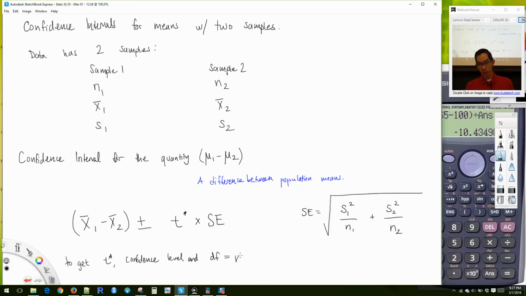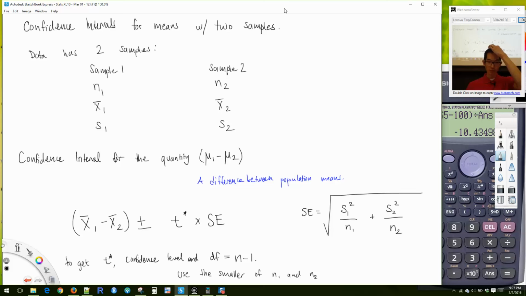Our degrees of freedom is going to be n minus 1. However, we have two n's. We have an n1 and we have an n2. So which n do we use? Okay, between n1 and n2, we're going to use the smaller n. Use the smaller of n1 and n2. So if n2 has 20 and n1 has 15, how many degrees of freedom do you have? 14 degrees of freedom. Okay. Simple enough. And that's that.